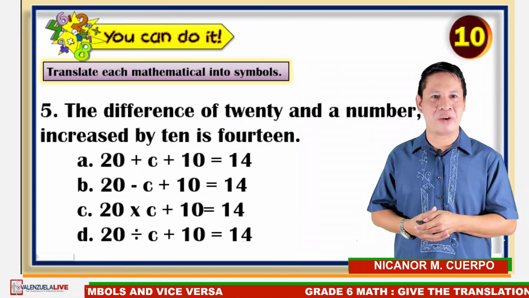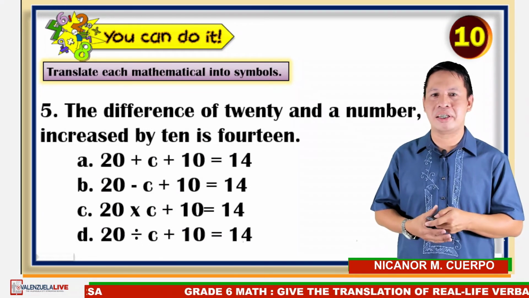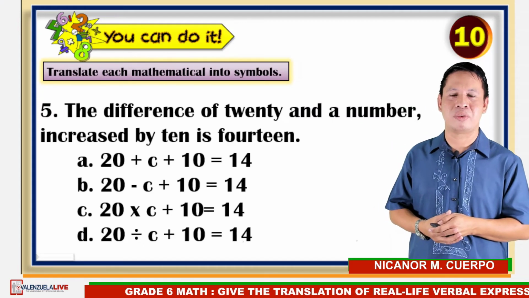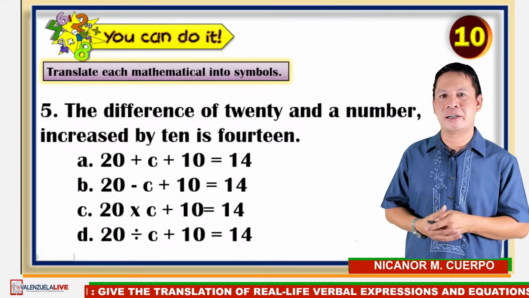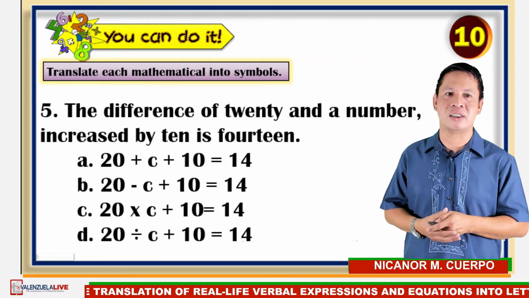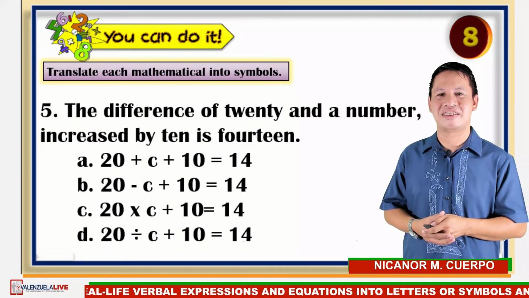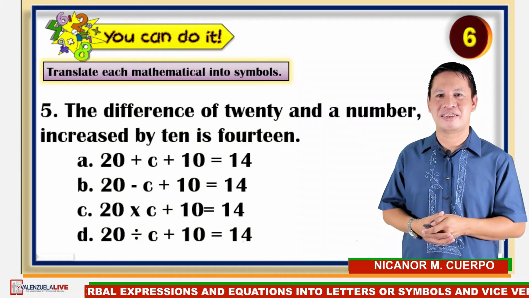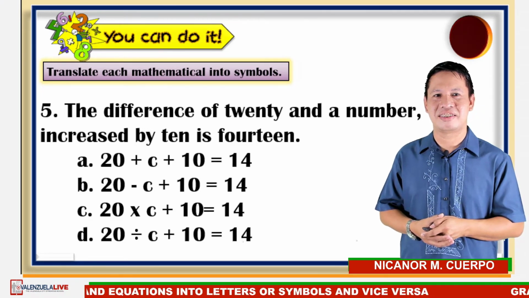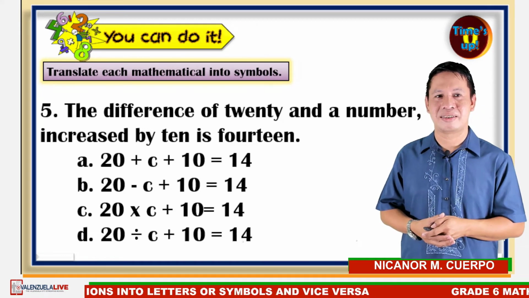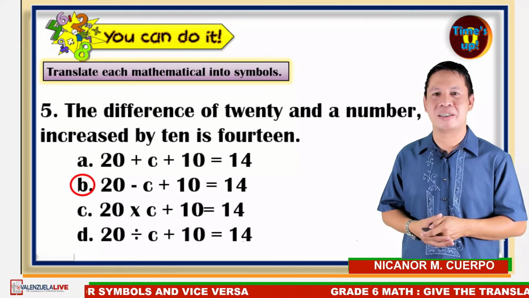Next, number 5. The difference of 20 and a number increased by 10 is 14. Again, the difference of 20 and a number increased by 10 is 14. Timer starts now. Time's up. The correct answer is letter B.